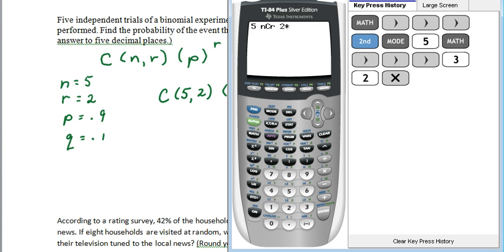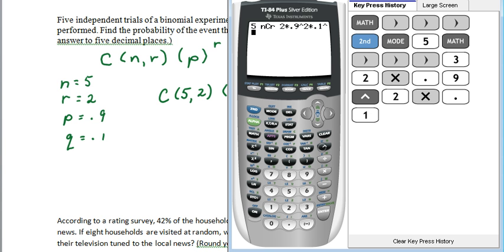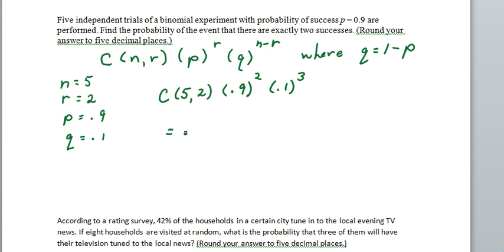times 0.9 raised to the second power times 0.1 raised to the third power. Hit enter, and we get 0.0081. So 0.0081, we could add a 0 to that to get 5 decimal positions, but it's fine the way it is.